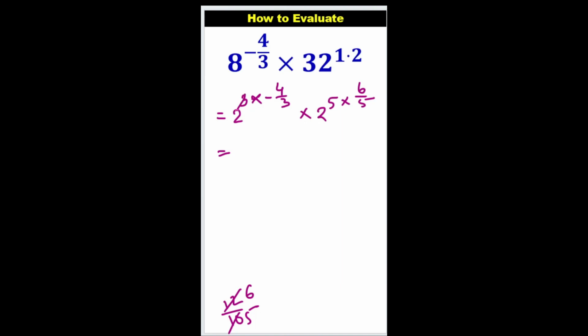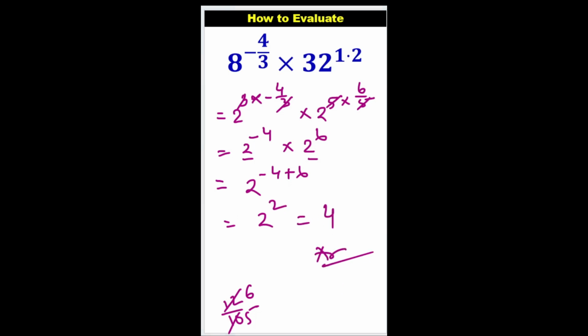Now this 3 and this 3 cross, so here is 2 to the power minus 4, into this 5 and this 5 cross, here is 2 to the power 6. Look, here is base 2 and 2, we can write 2 to the power minus 4 plus 6, so 2 to the power 2 equals 4. This is the answer. Thank you.